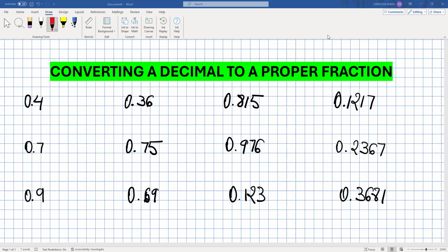Today, we will learn how to convert a decimal number to a proper fraction.